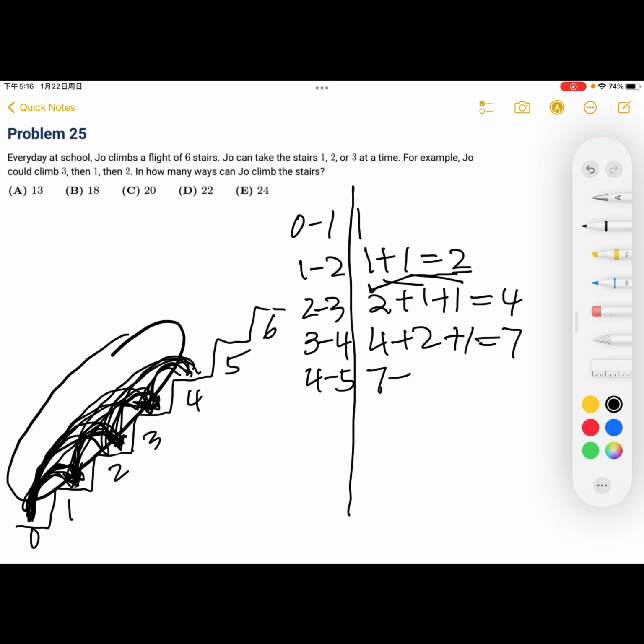So now, all we have to do is do one more to go from step 5 to step 6. 13 plus 7 plus 4, which is equal to 24. So our answer is E.